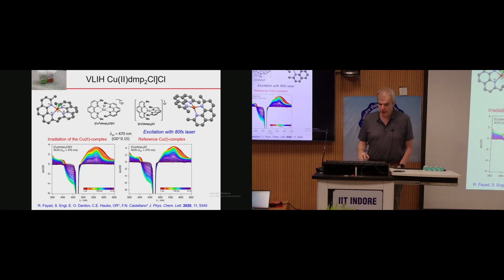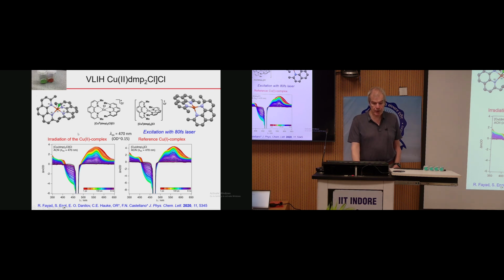So what we did is we sent him as a reference one of our copper 1 complexes, and he measured the transient absorption spectrum, and this is what you see here. And so what he did is he took the copper 1 complex in acetonitrile and simply excited this at 470 nanometers, and this is the spectrum he got.